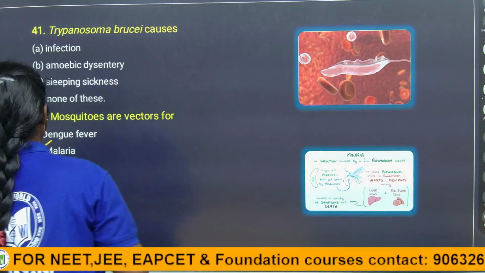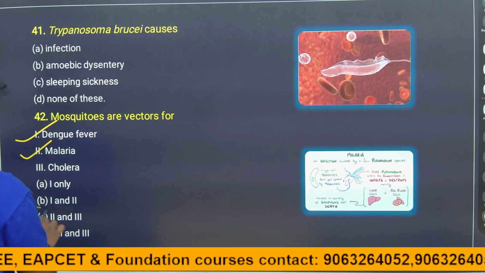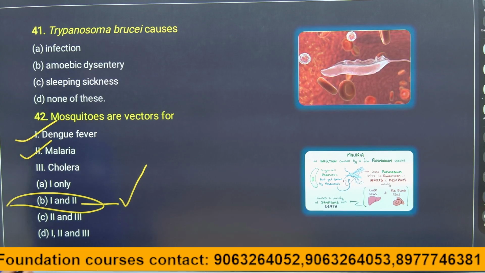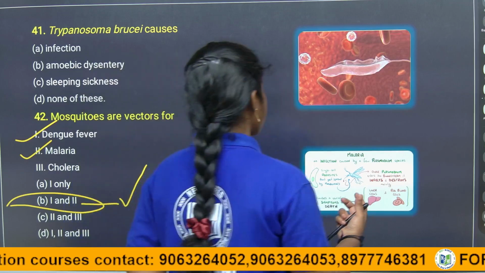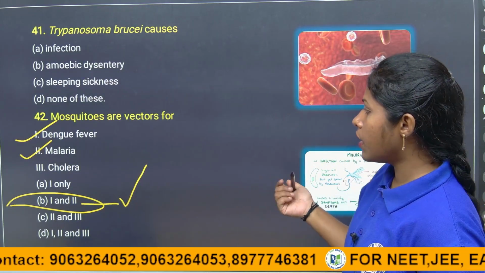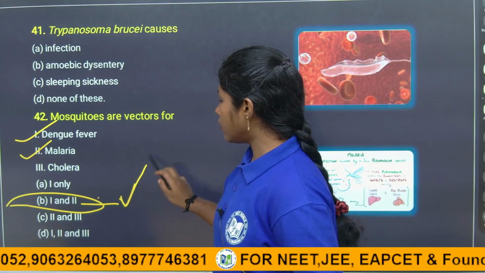We already studied that, and also dengue fever. So 1 and 2 are the correct answers. For dengue and malaria, the mosquitoes are the carriers of these diseases. So the right answer is 1 and 2.